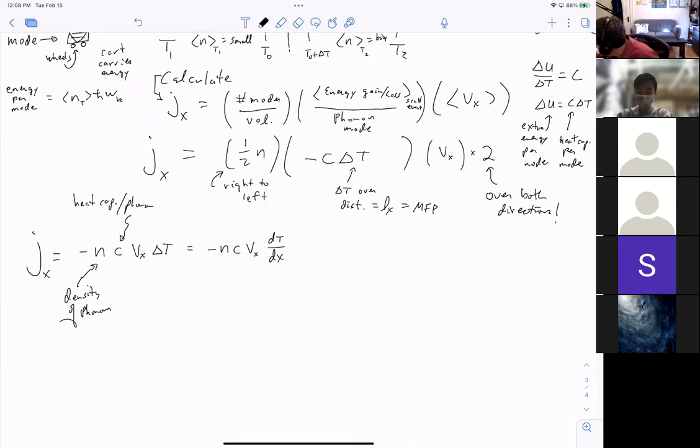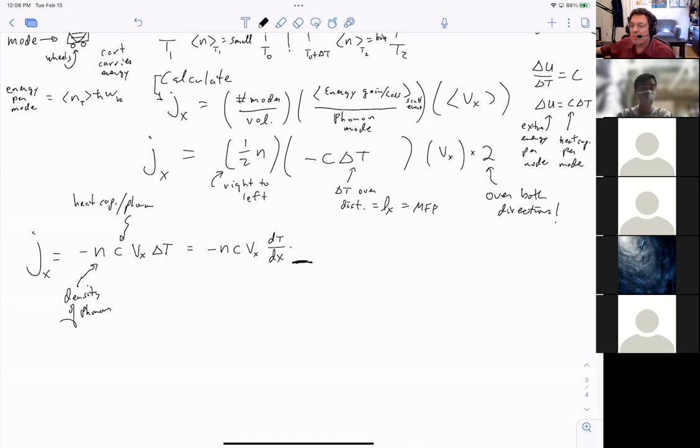Right here. What distance do I put there? Mean free path? Yes, the mean free path, exactly. Thank you. Lx. And so now we can play a little game, and then I can do this.